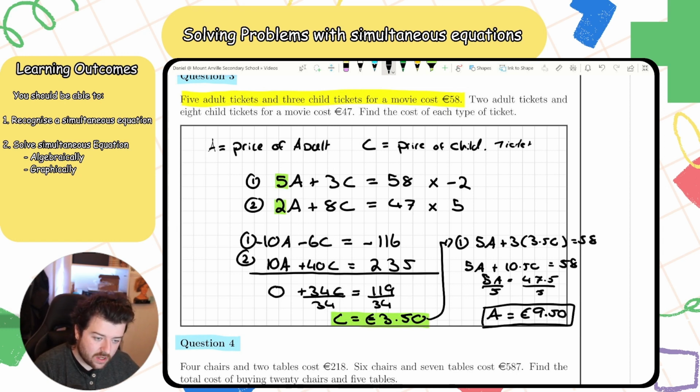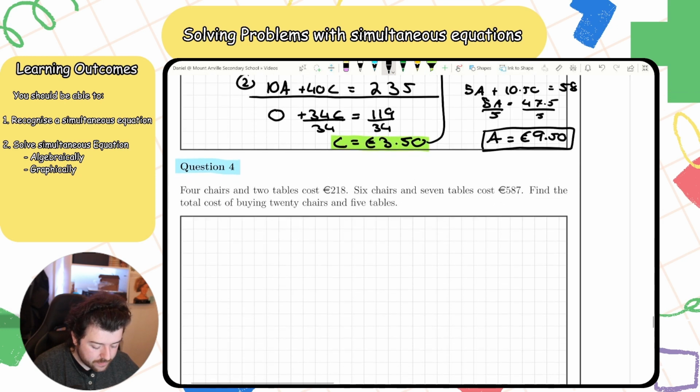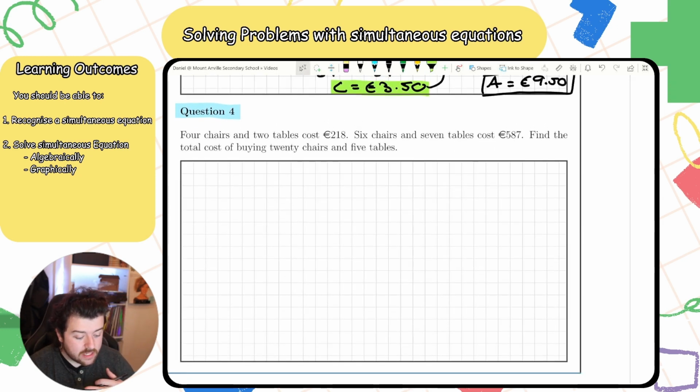Right, let's look at another example. 4 chairs and 2 tables cost €218. 6 chairs and 7 tables cost €587. This is the key part here. Find the total cost of buying 20 chairs and 5 tables. So let's create variables. I don't know how much a table is and I don't know how much a chair is. So I'm going to say C is the price of a chair.